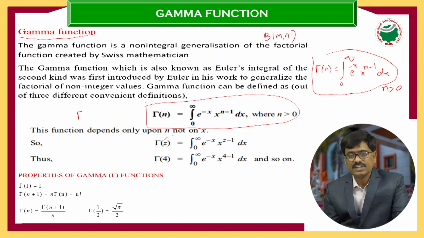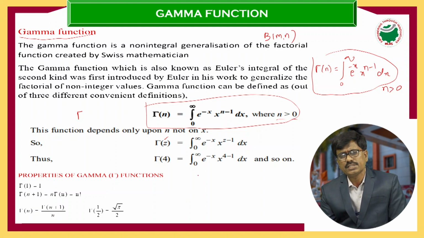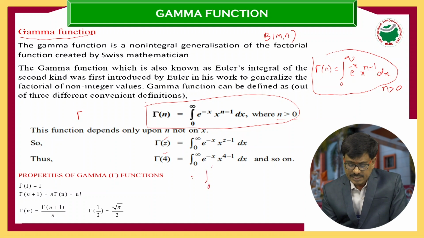Now we treat it as a single variable function, with the variable as z. We can introduce n or z or any other variable, but e power minus x, x power n minus 1, dx. Let me take the value to be natural. Already I told you n is always greater than 0. If I talk about gamma of 4, what is gamma of 4? It is nothing but integral 0 to infinity e power minus x. There is no change in e power minus x. What is the n value now? n equals 4. If I substitute 4 minus 1, what is the resultant value? Integral 0 to infinity e power minus x, x power 3, dx. This is nothing but gamma of 3.